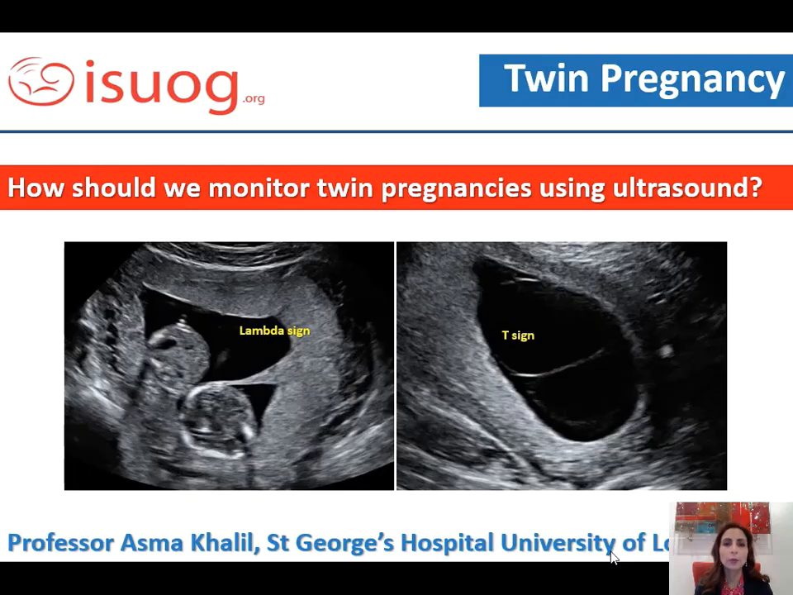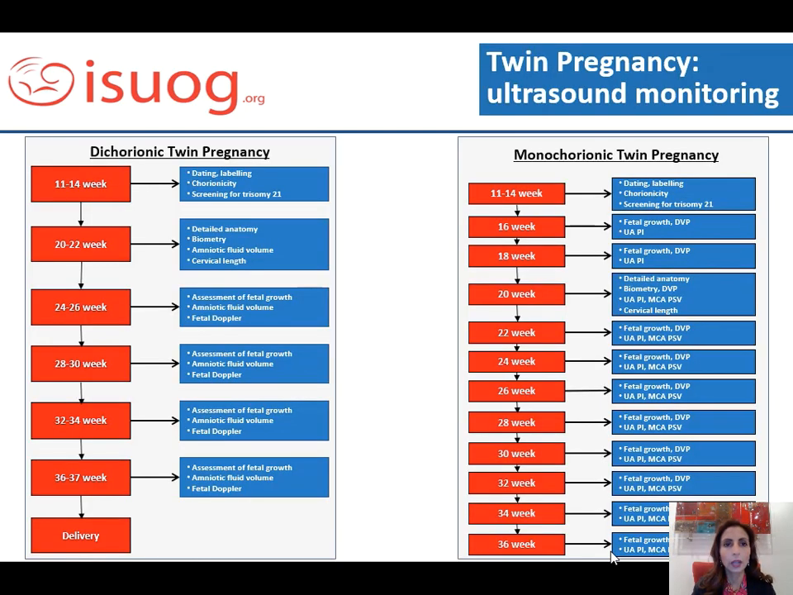Hello everyone. So how do we monitor twin pregnancies using ultrasound? Well, according to the ISUOG guideline on twin pregnancy, whether the pregnancy is dichorionic or monochorionic, the first trimester scan happens at 11 to 14 weeks.